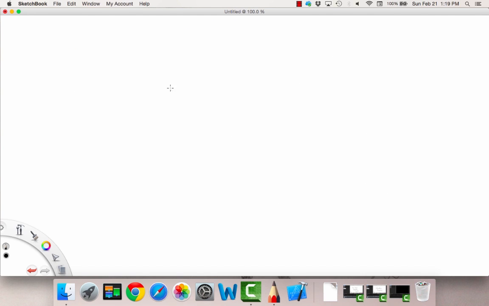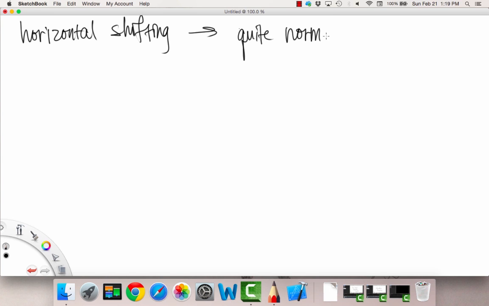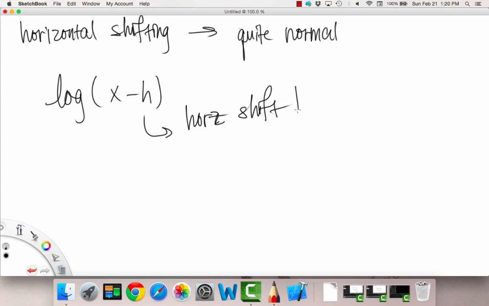Okay, so we went over vertical shifting, which is the same thing as horizontally scaling, compressing or stretching, right? So now our job is to go over horizontal shifting. This one, fortunately, is quite normal, because it is still backwards like it normally is, in the sense that let's say we have log of x minus h. So we actually have a horizontal shifting by h, alrighty? So let's do an example of this just to see what it looks like.